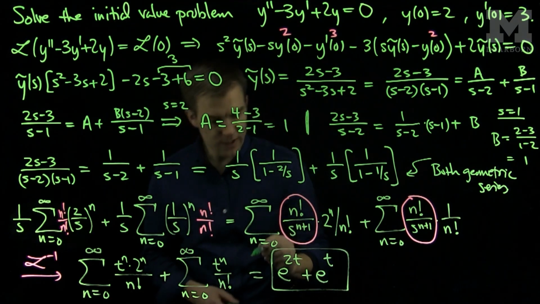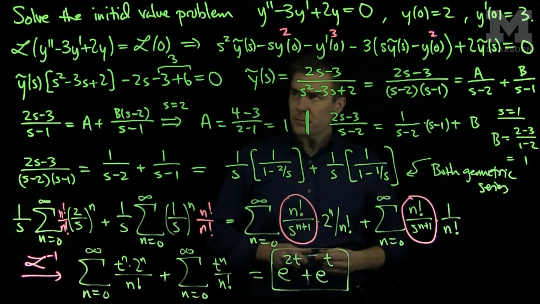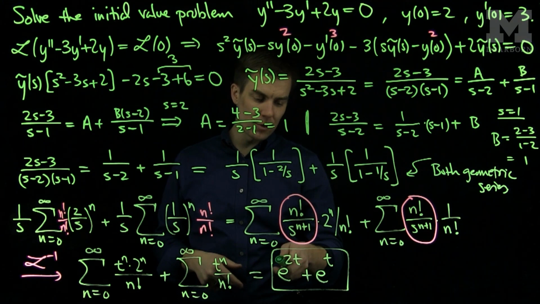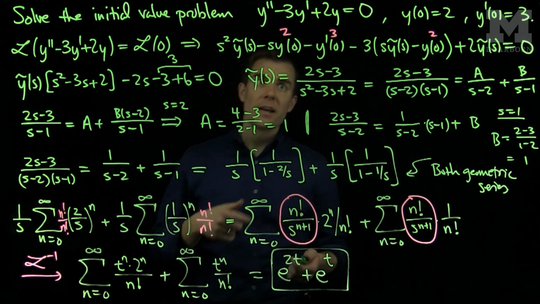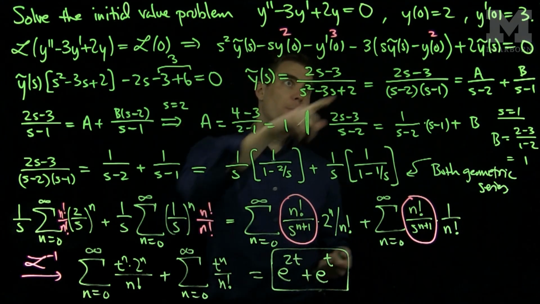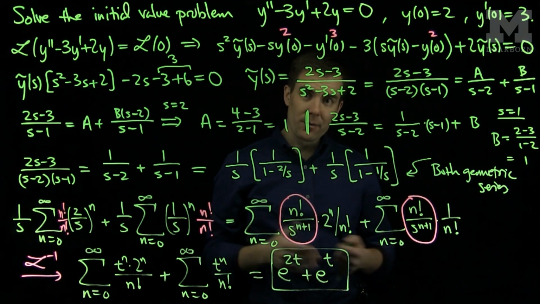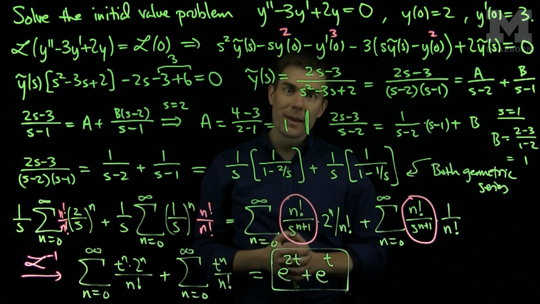So by inverse transforming, we arrive at the solution. And we can plug back in and check. This is simply D squared minus 3D plus 2. We know that both e to the 2t and e to the t are annihilated by that. And we can check the initial conditions. When I plug in 0 to this function, I get 2. When I plug in 0 to the derivative, I get 3. So indeed, we arrive at our solution. Thank you very much.